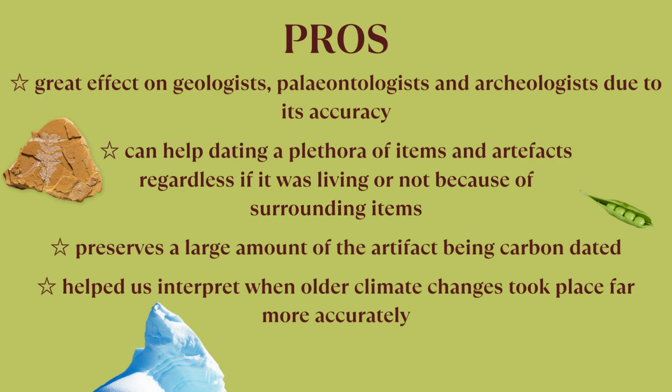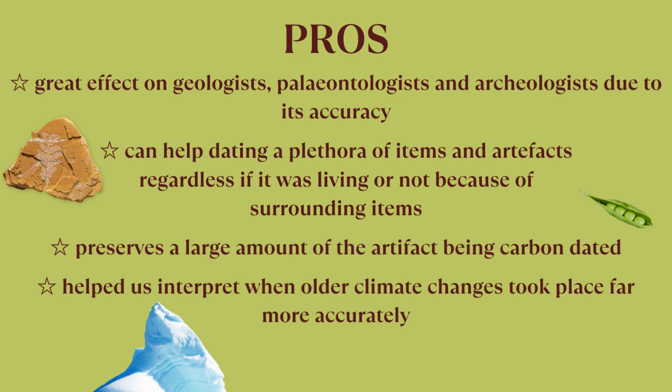The use of carbon dating has helped us interpret when older climate changes took place far more accurately. For example, scientists used to believe that the ice age in North America had roughly happened 25,000 years ago, but the use of carbon dating was able to actually show that the ice age was only about 11,000 years ago by using samples of trees that were found under glacial ice. This eventually affected many climate chronologies and the scientists who spent years researching the chronology of climate change in the past.